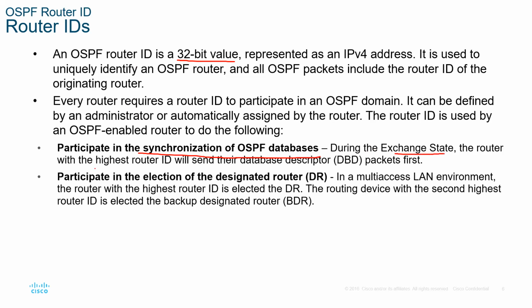So the router with the highest router ID will send their database description packets first. So the one with the highest ID sends it first.